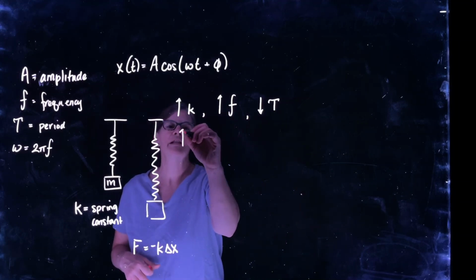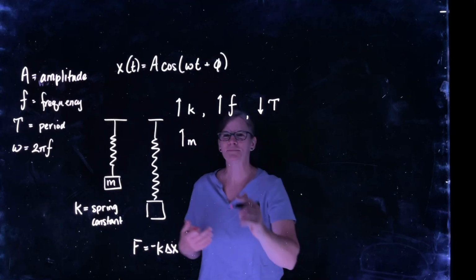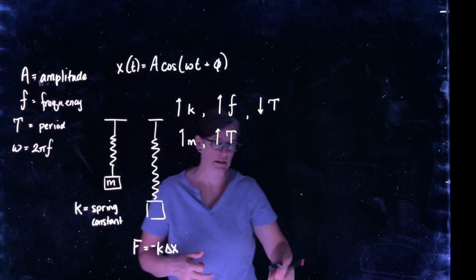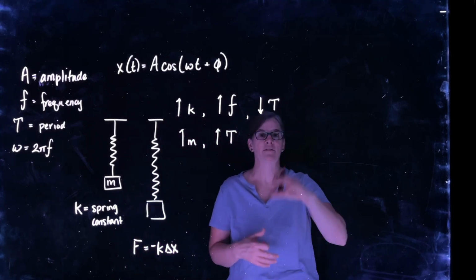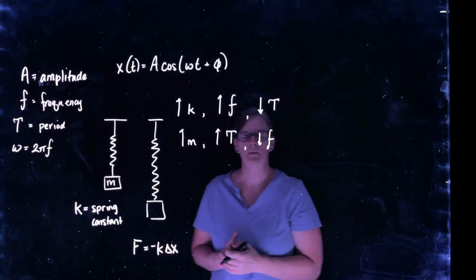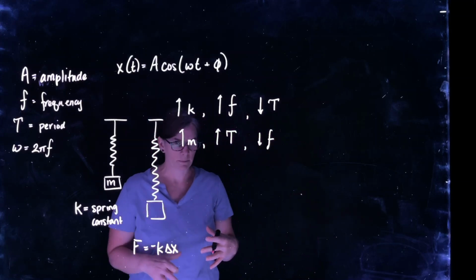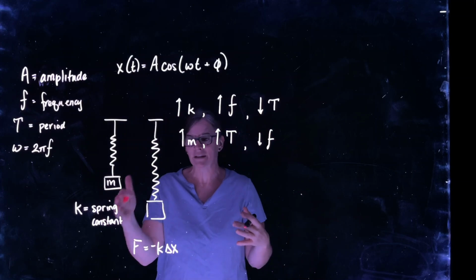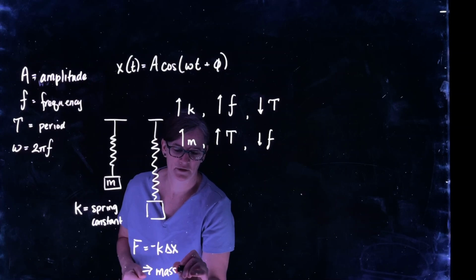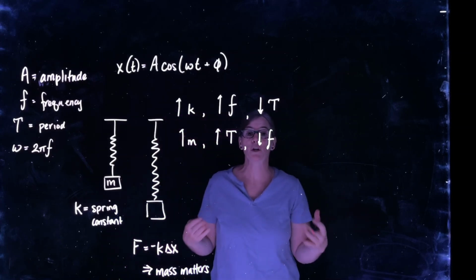If I increase the mass, I get a longer stretch in that spring. You might predict that I increase that period. So it's going to take it longer to go up and down if it's in that long stretch state. And of course, that means I'm going to decrease my frequency. So it turns out the period and the frequency of a simple harmonic oscillator with a spring are related to both the mass and the spring constant, and we're going to use that.